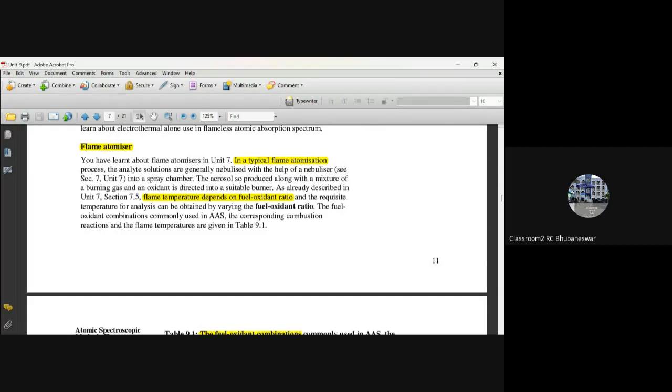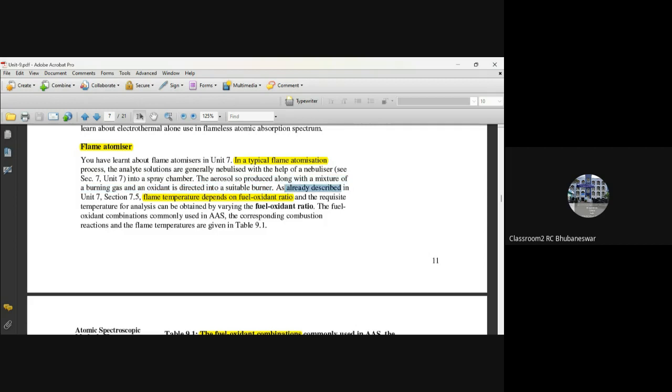Till now you have heard about flame atomizer a lot, but now you will see the electrothermal atomizer also. So in a typical flame atomization process, the analyte solutions are generally nebulized with the help of a nebulizer. This term is not new to you, nebulizer. We had already seen it with the spray chamber. The aerosol so produced, along with a mixture of a burning gas and an oxidant, is directed into a suitable burner.